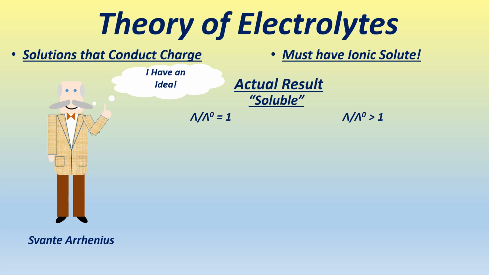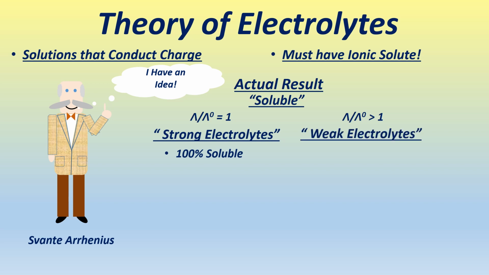This could only mean one thing. In the solutions with a ratio of 1, which he called strong electrolytes, all of the ions possible dissolved. Everything was 100% soluble. In the solutions where the result was less than 1, the only way that could happen is if those salts were not completely dissolved, but were only partially soluble. And Arrhenius jumped to the conclusion that these had to exist in equilibrium.